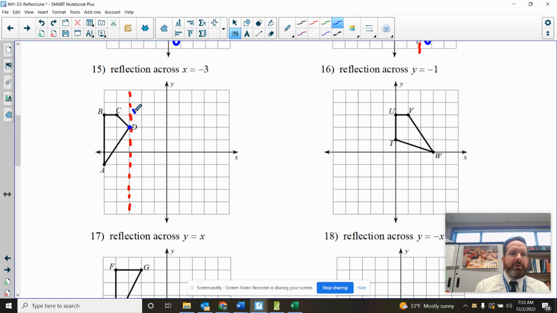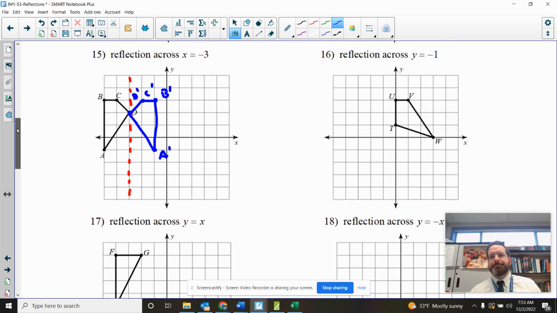D and D prime are in the same spot. They're on the line. C starts 1 unit to the left of the line, so the reflection is going to be 1 unit to the right of the line. B is 2 units to the left of the reflecting line, so B prime should be 2 units to the right of the reflecting line. And then A is 2 units to the left, so it reflects to 2 units on the right, should end up right below the B prime. And make sure you are labeling your points as you go. It just makes everything a little bit easier.